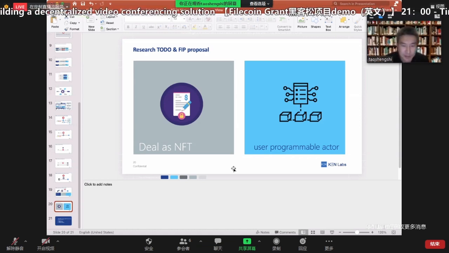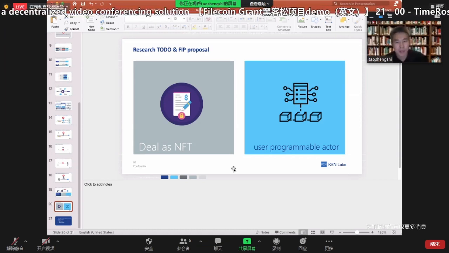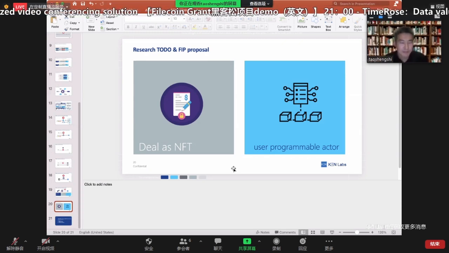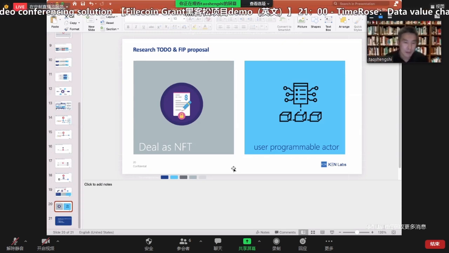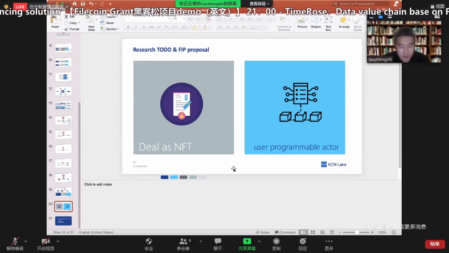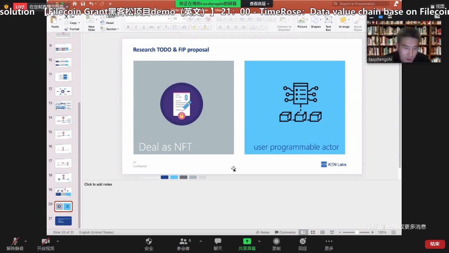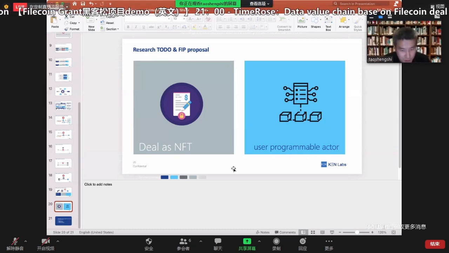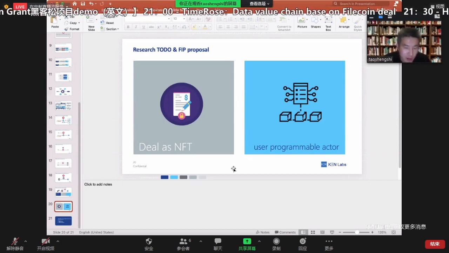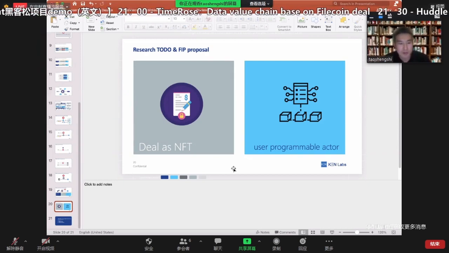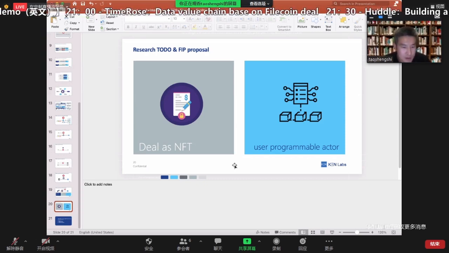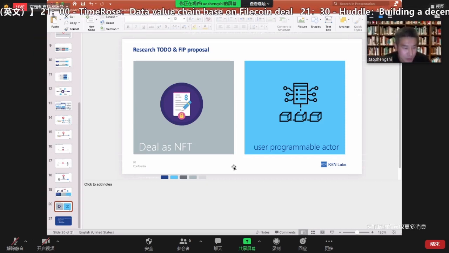And the next part is user programmable actors in the Filecoin VM. And as I just mentioned, the layered architecture of TimeRose, we also participate in the retrieval market and the retrieval deals in the Filecoin ecosystem, because the deals are very important for TimeRose. That is the next step to do.